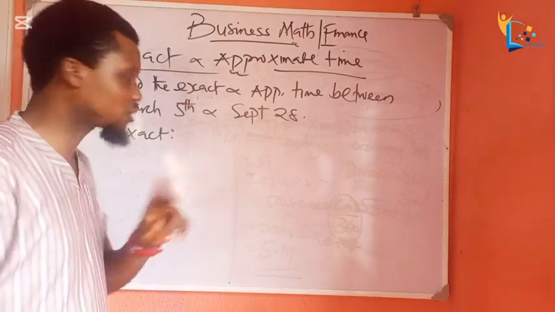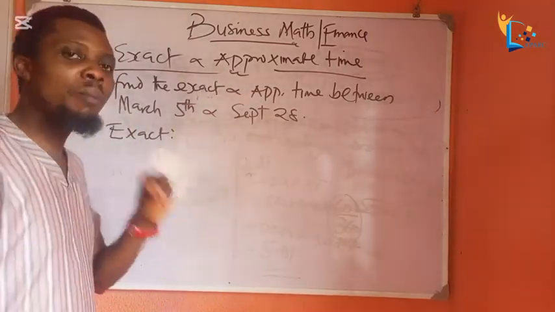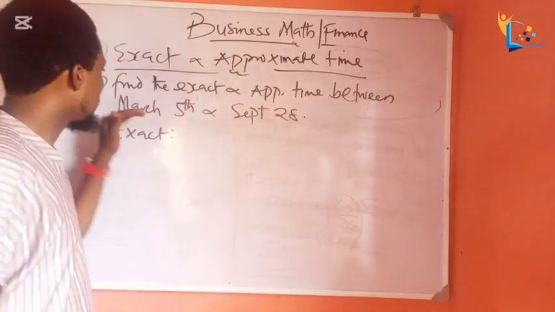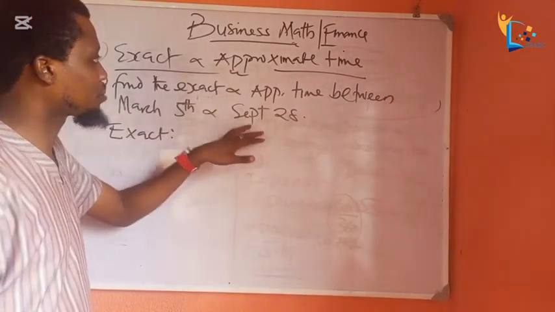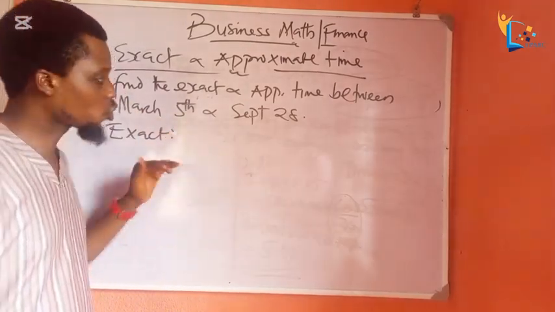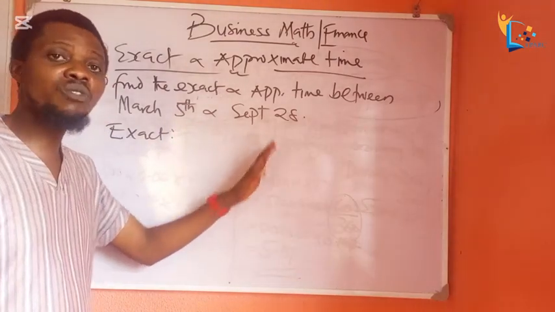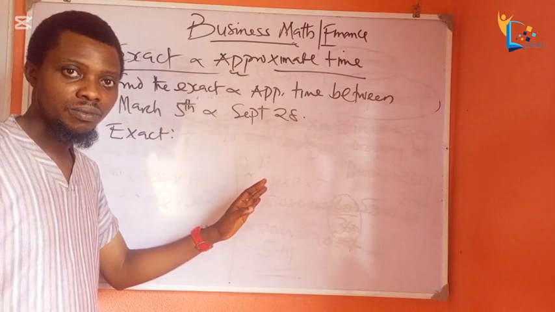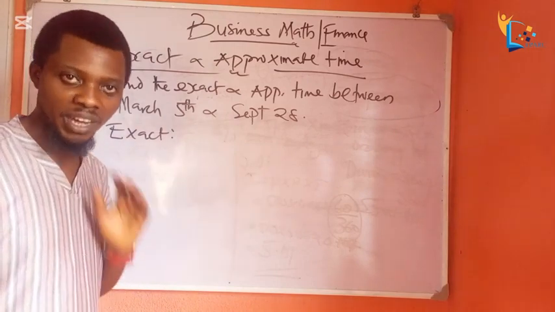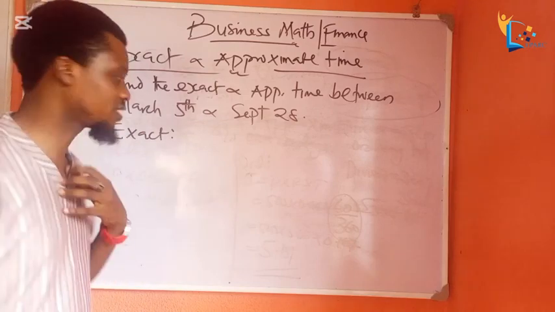Then anything you have is the exact time. The second method for exact time is you calculate the number of days for each month between March 5th and September 28th. We have April, May, June, July, August. So you calculate the number of days for each month. The two methods will give you the same answer. So let's try that and see.